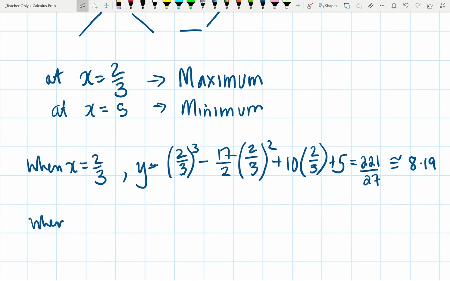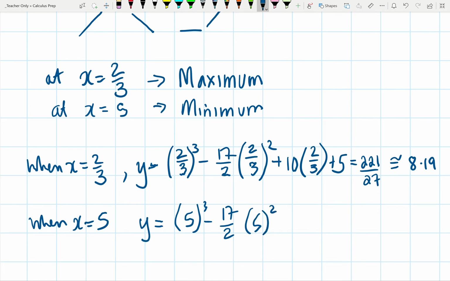Then for when x equals 5, we have y equals 5 cubed minus 17 on 2 times 5 squared plus 10 times 5 plus 5, which is negative 65 on 2, or negative 32.5.